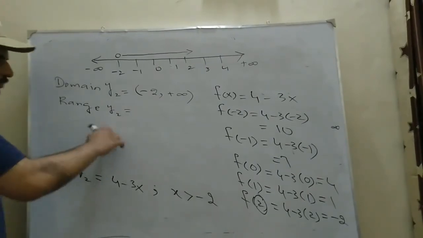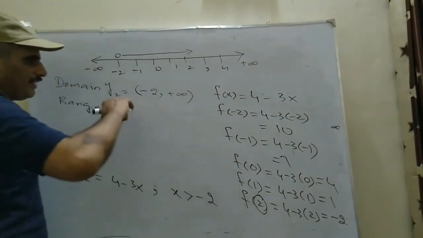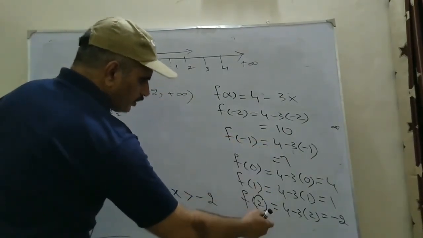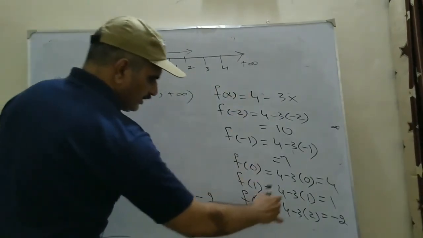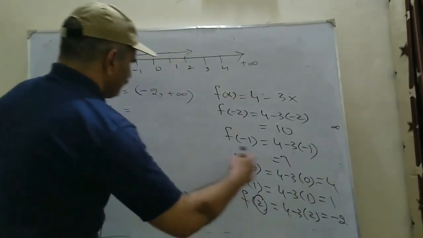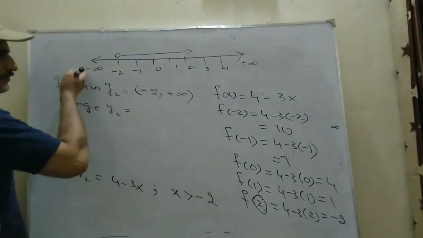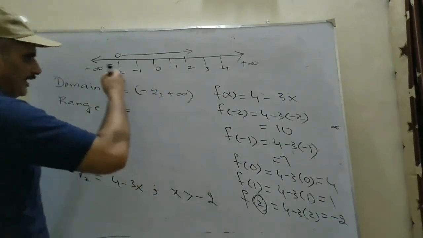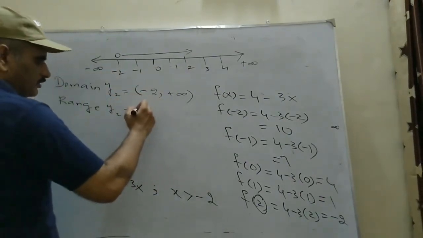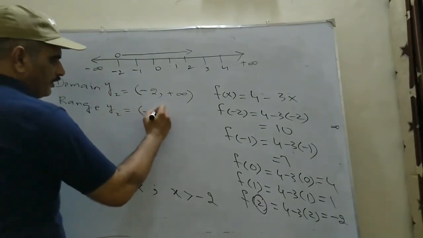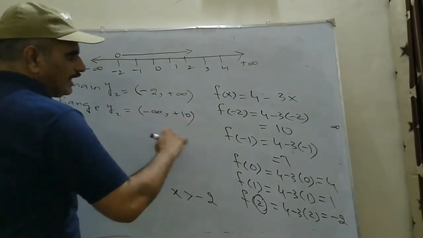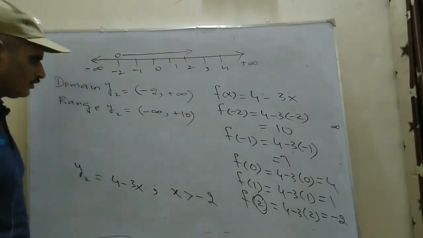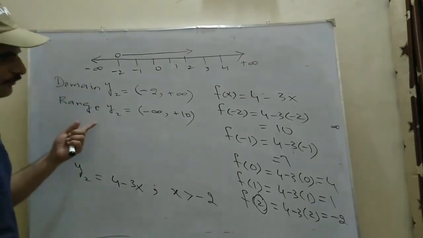For the range values of y2, you can see from this example that the maximum value you attain over this interval is plus 10. Otherwise, as you go towards the right, the values become negative. You will move towards the left side for the range value. The maximum value is 10, and as you go on, you get negative infinity. So your range will be minus infinity to plus 10, with plus 10 excluded, as we get plus 10 at minus 2. Minus 2 is excluded, that is why plus 10 is also excluded. That is your domain and range for the second part.